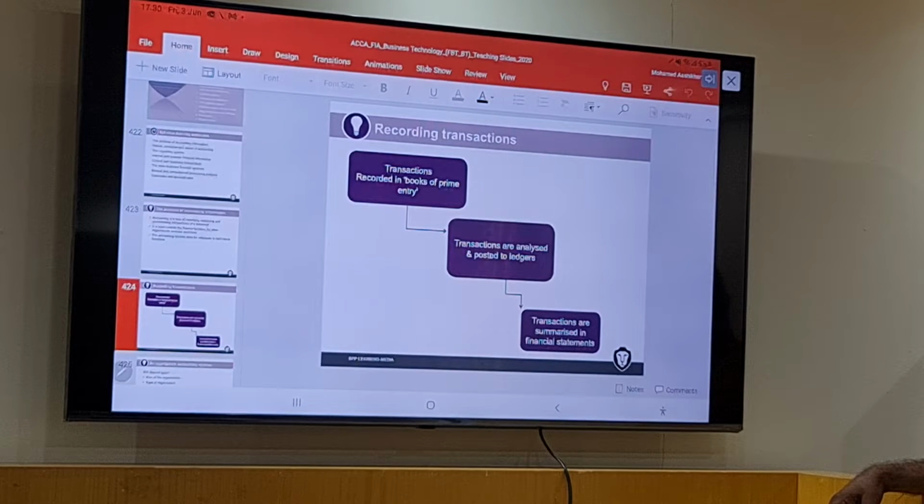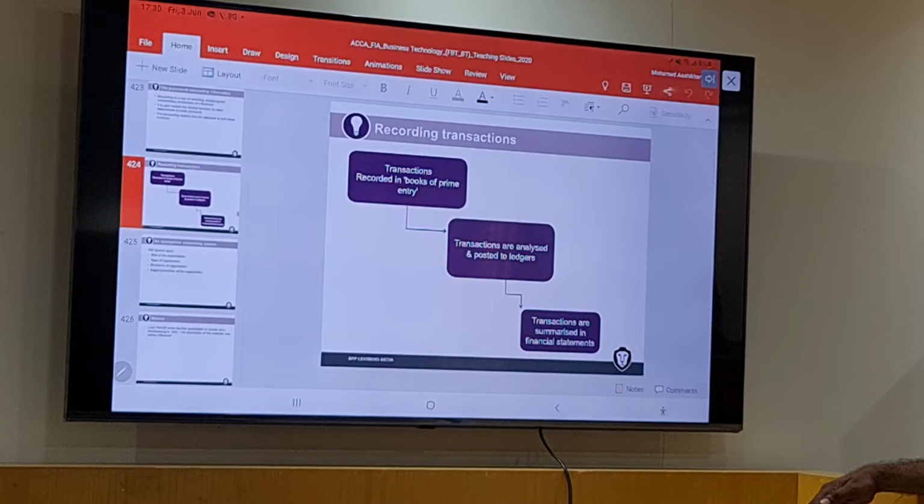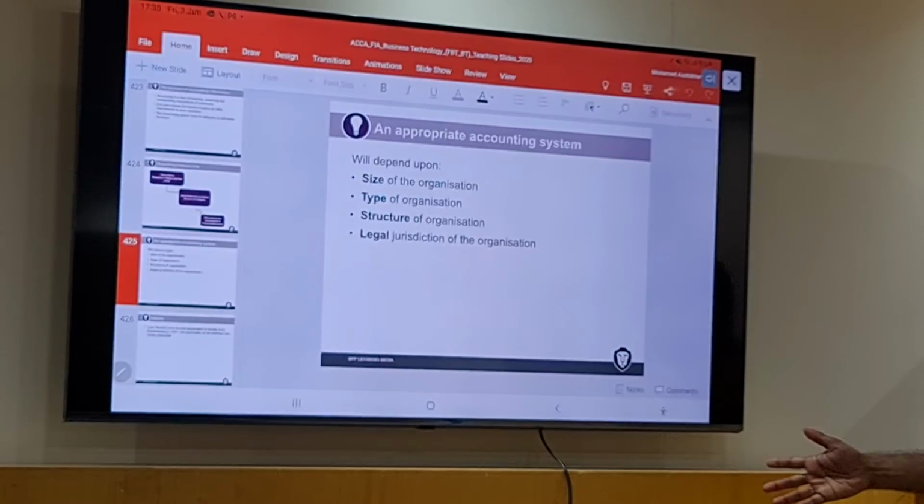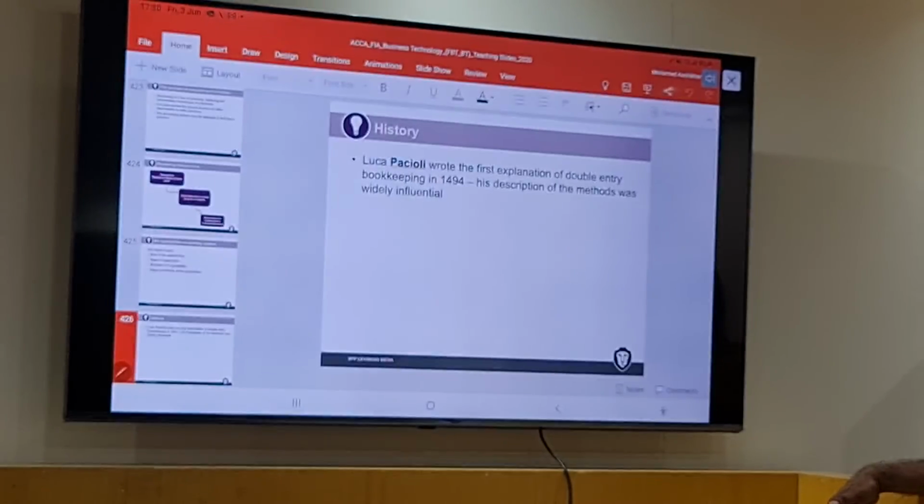Recording transactions. Transactions are recorded in books of prime entry, transactions are analyzed and posted to ledgers, transactions are summarized. We discussed all this. They will depend on size of the organization, type of organization, structure of organization, legal jurisdiction of the organization.